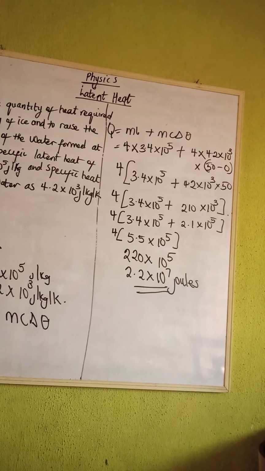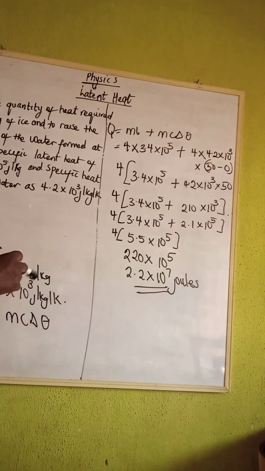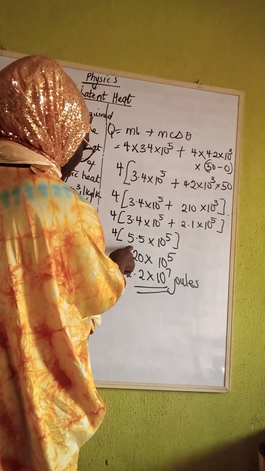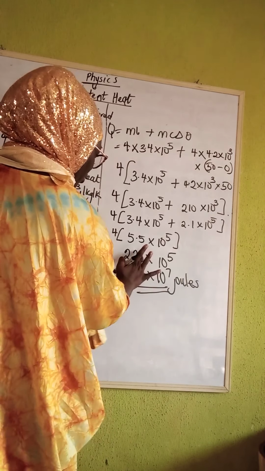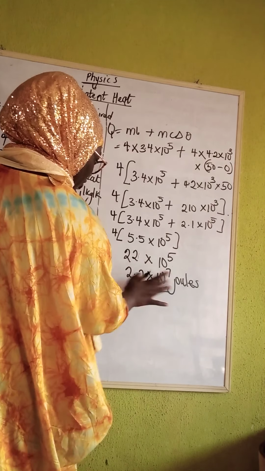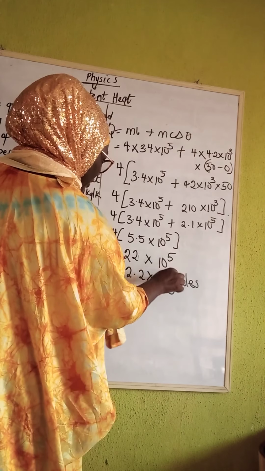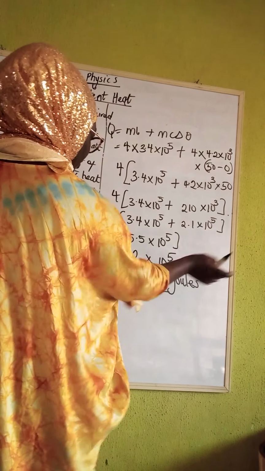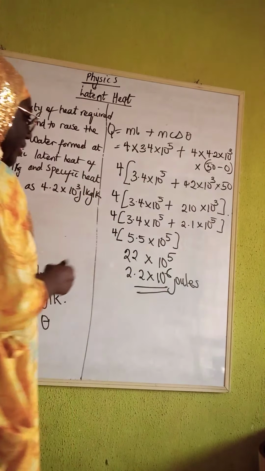Is that taken? Let me see. That's 5. 2.1 times 10 raised to power 5. 5.5. Okay, no. This one should be 22. Sorry, not 20. So 2.2 times 10 raised to power 6.